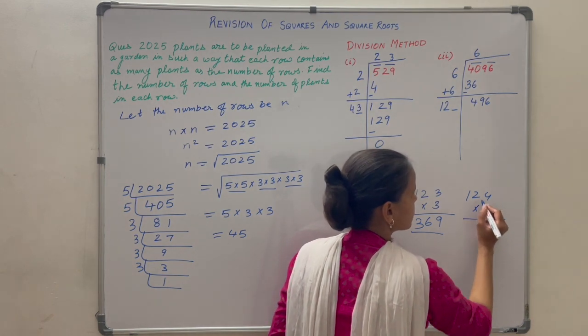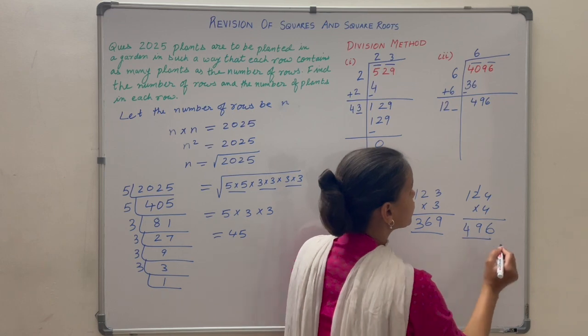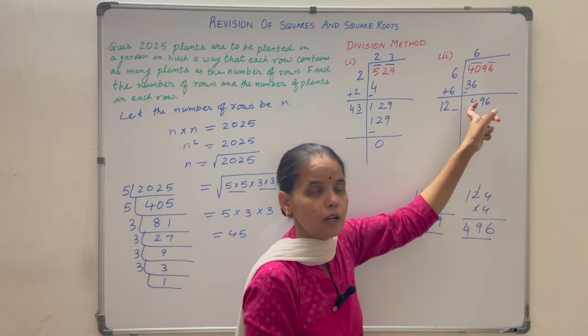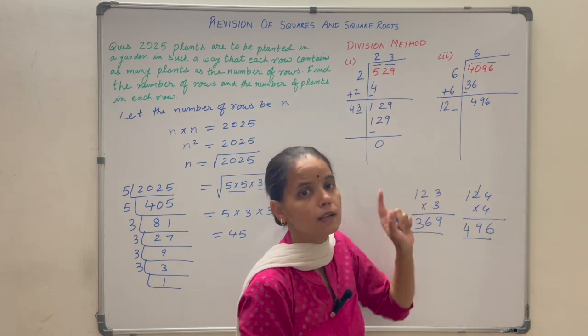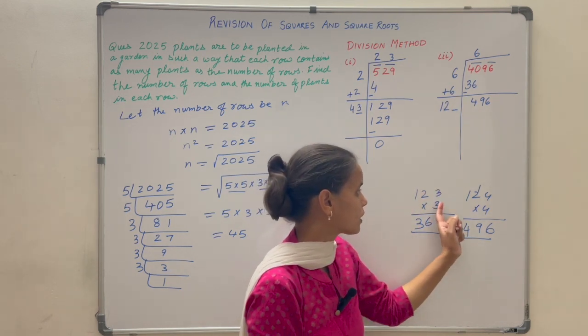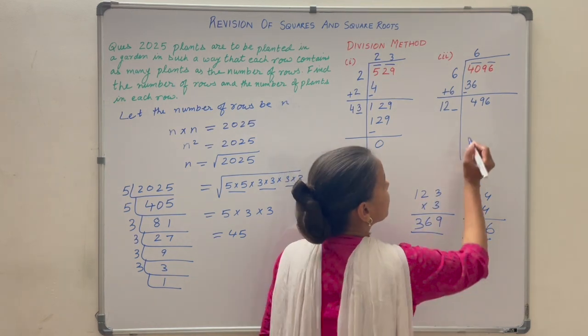So 4 into 4 is 16. 4 into 2 is 8 and 1 is 9. 4 ones are 4. So you got the exact number. The number should be less than or equal to this, but the number which you are writing here should be the largest number. So that's why we did not take 3. We have taken 4 here. Here it is exactly equal to 496.